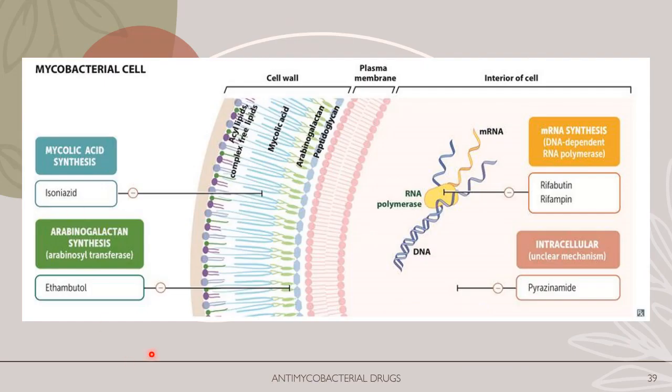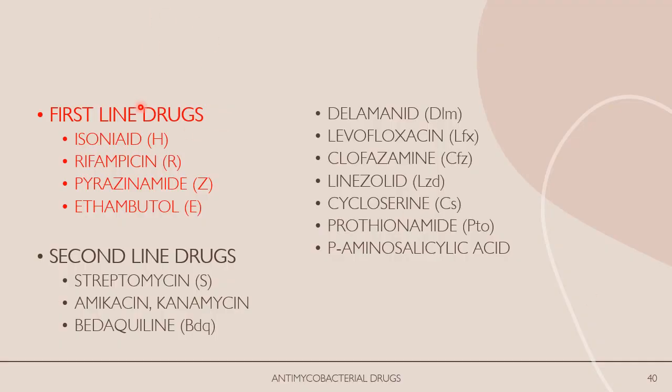So ito yung summary ng ating first line drugs against tuberculosis. Your isoniazid acts on the mycolic acid synthesis. Your ethambutol acts on the arabinosyl transferase. Your rifampicin acts on the RNA polymerase. And lastly, your pyrazinamide, dati, no? Unclear daw yung mechanism. But now, okay, we have a distinct mode of action for your pyrazinamide. Okay, so this again your first line drugs for tuberculosis.